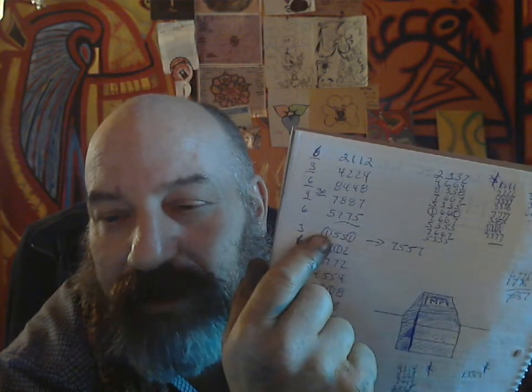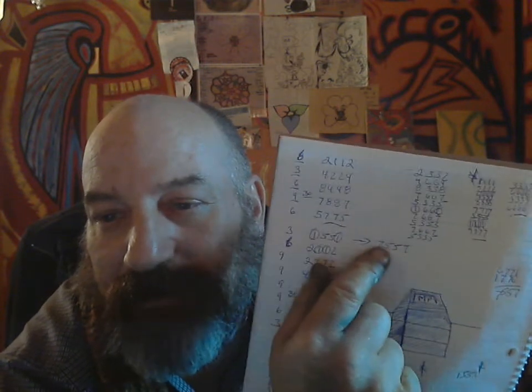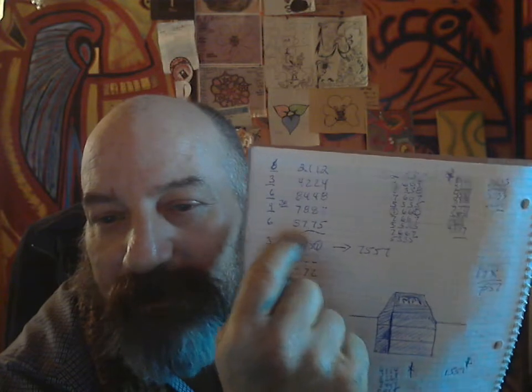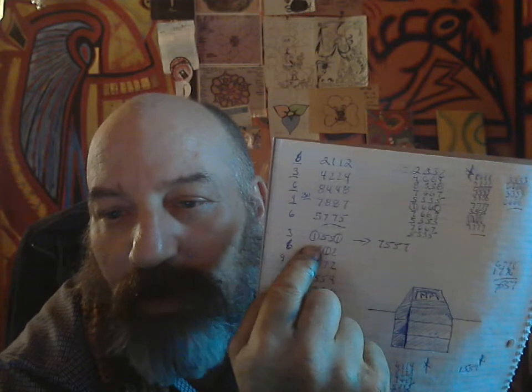We have to add 6 to this one over here and 6 to this one over here, because we got the 10, it had a 0 in it, equals 7557, reverts to the same number. Six, creation from 3, reverts to the same number.